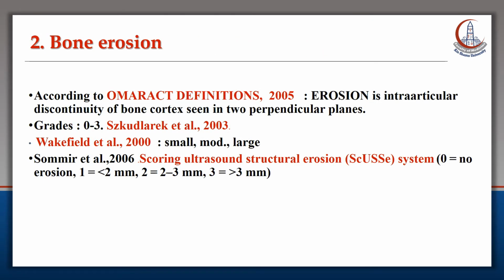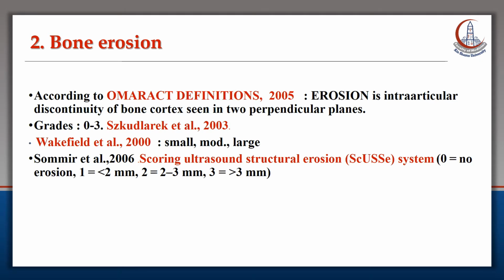The second topic to be highlighted today is related to bone erosion. According to the OMERACT definition 2005, erosion is the presence of intra-articular discontinuity of bone cortex seen in 2 perpendicular planes. There are many semi-quantitative scoring systems to grade bone erosion. One of them is that of Szkudlarek et al. 2003, but this is not well accepted because they describe grade 1 erosion as having bone cortex irregularity in absence of bone defect, which is against the definition.